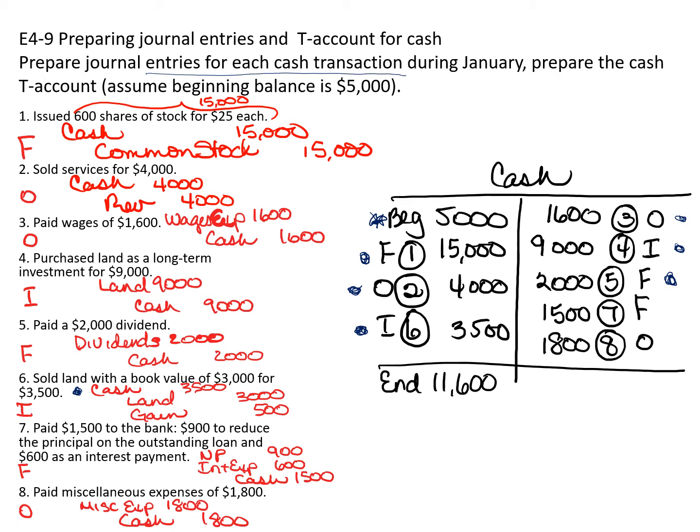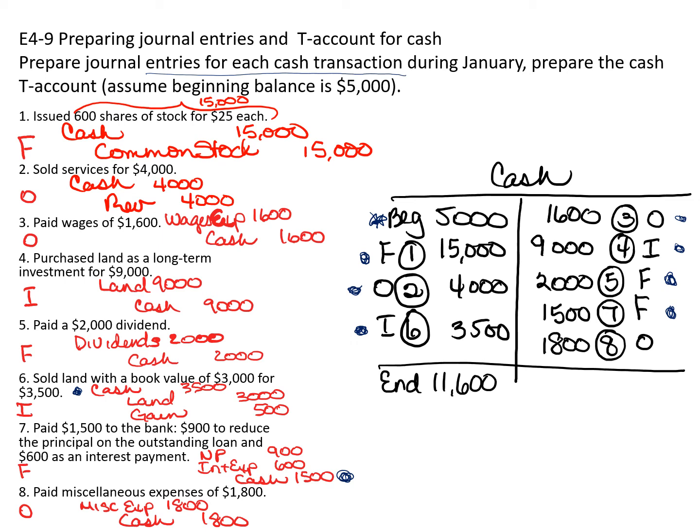And number 7, we paid $1,500 to the bank, $900 to reduce the principal of an outstanding loan or a note payable, and $600 for the interest. So how much cash did it take? $1,500. Since we're assuming a long-term note, it's going to be a financing activity. If it was a short-term note, then it would have been an operating activity, but we're assuming it's long-term.